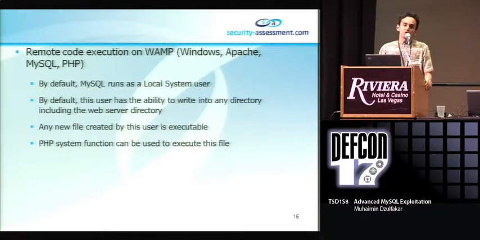Remote code execution on the WAMP has fewer limitations compared to the LAMP. This is because by default, MySQL runs as a local system, and this user is allowed to write anywhere in the web server directory. So if we find a WAMP system, we can simply write our arbitrary file into one of the web server directories and then use the same technique we used on the LAMP, which is using a PHP system function to execute this arbitrary file.